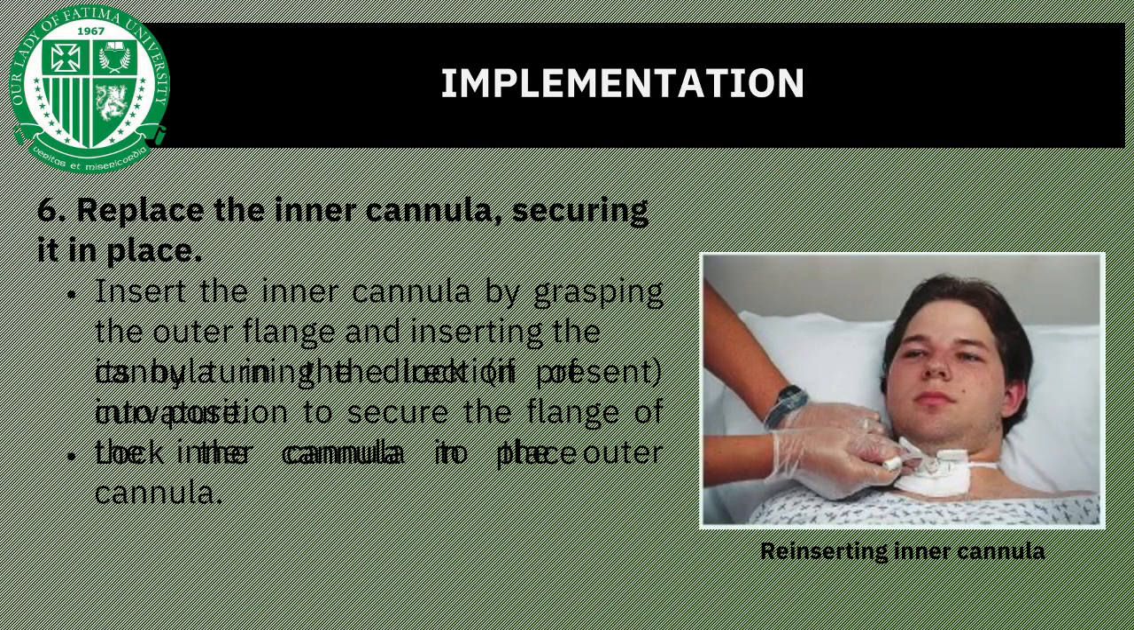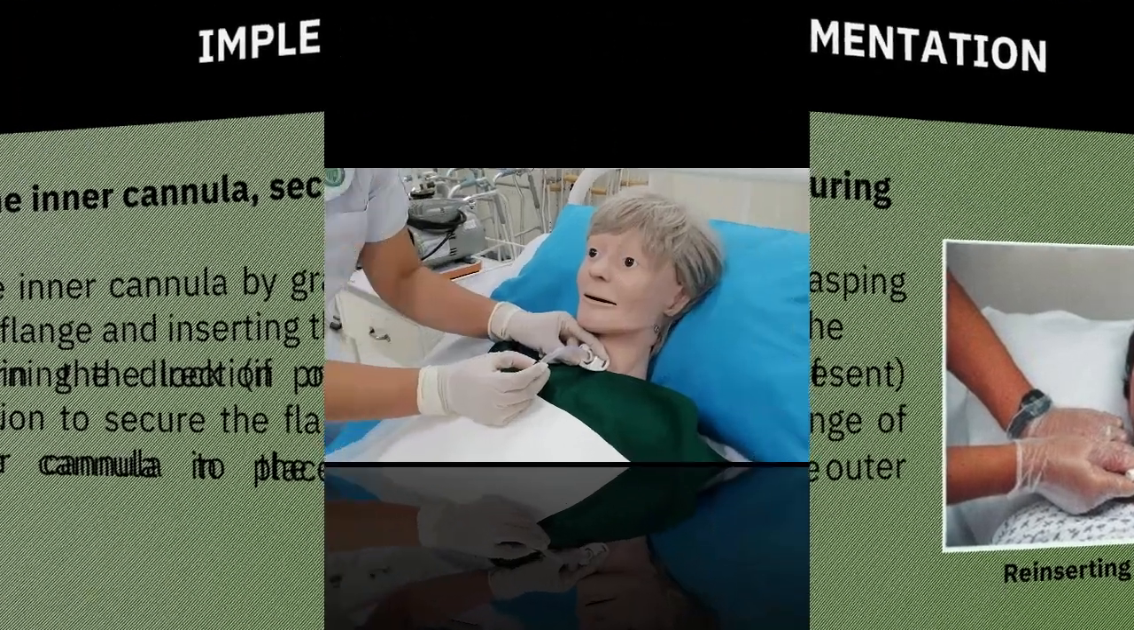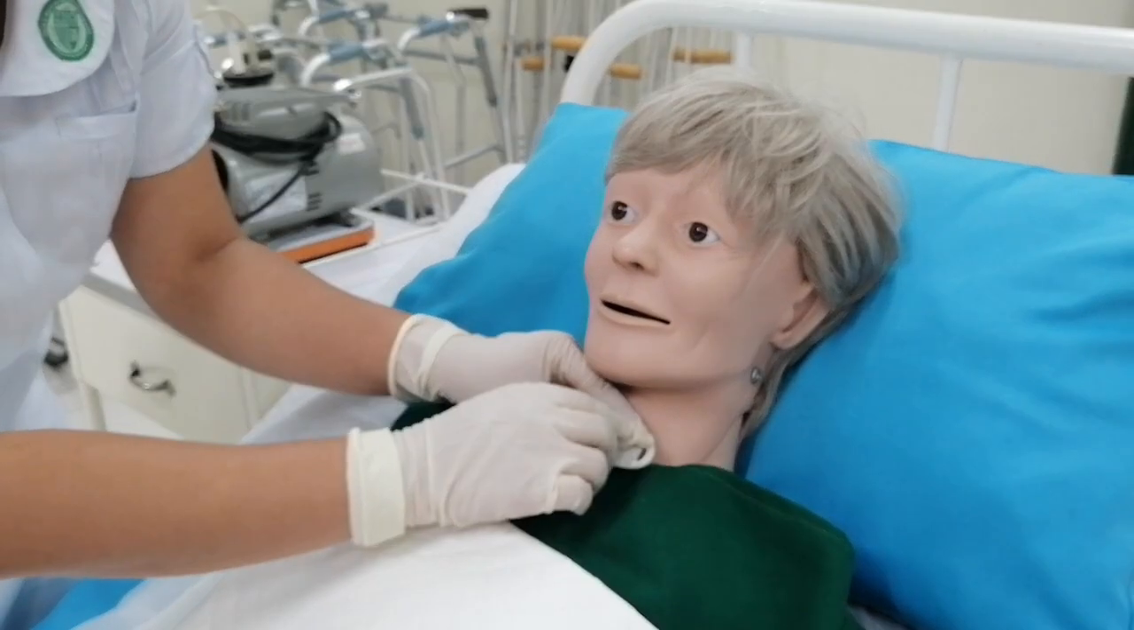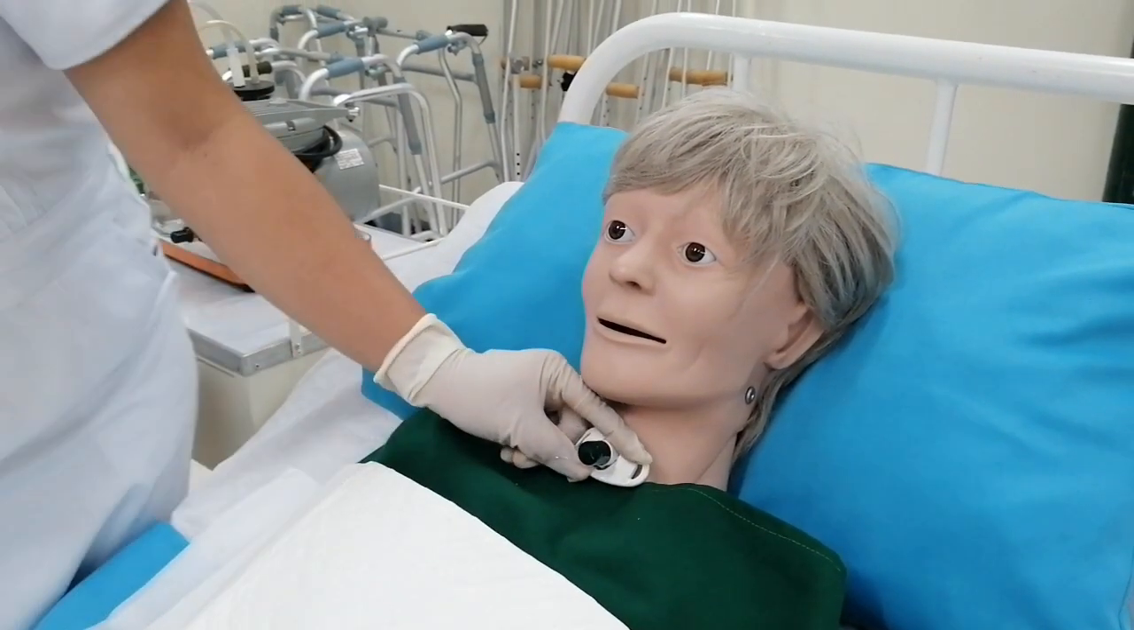For implementation, number 6, replace the inner cannula, securing it in place. Insert the inner cannula by grasping the outer flange and inserting the cannula in the direction of its curvature. Lock the cannula in place by turning the lock, if present, into position to secure the flange of the inner cannula to the outer cannula.